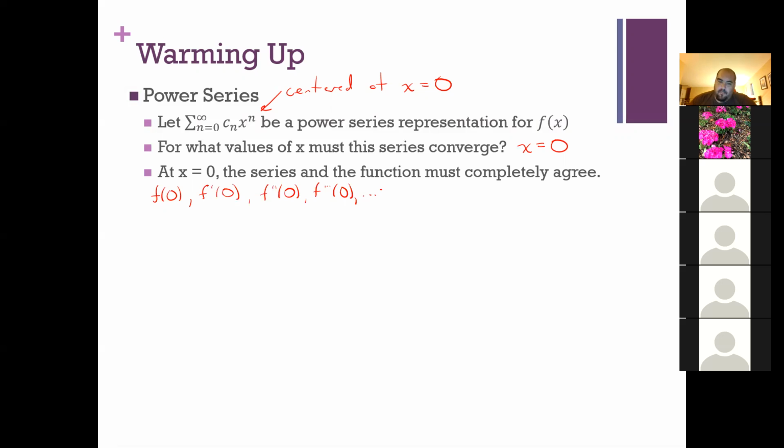So let's go ahead and write out the first few terms of this power series. And let's use that idea that these functions have to agree. So again, this will be c sub 0 plus c1x plus c2x squared, plus c3x cubed, plus c4x to the 4th, plus c sub 5x to the 5th, and so on.